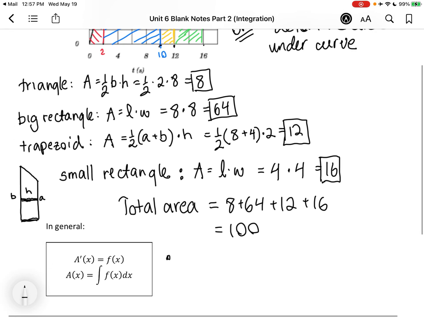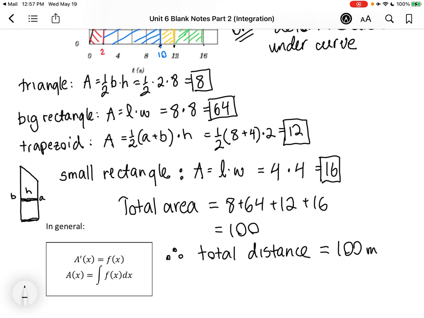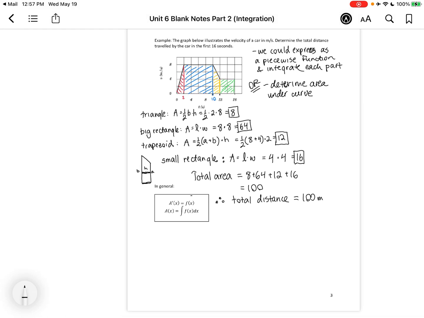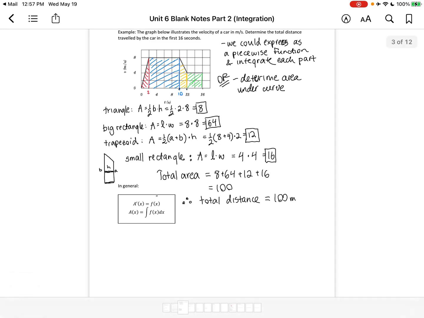And that means that total distance is 100 meters, because we're looking at a velocity curve, and so the area under the curve of velocity is going to be the same as the integral of velocity. Integral of velocity is distance. Basically that's what I have here in general: if F prime equals f of x, the area under the curve is going to be the integral. All right, so let's make things a little bit more complicated.